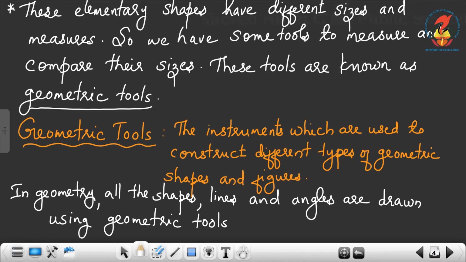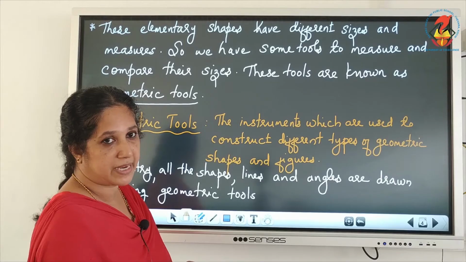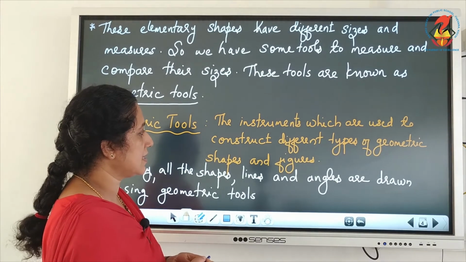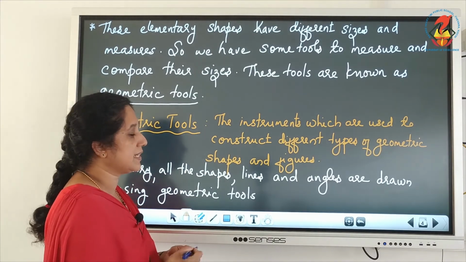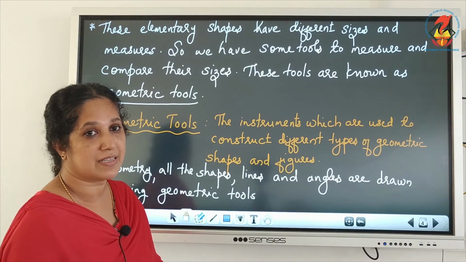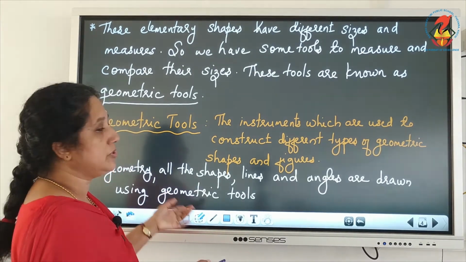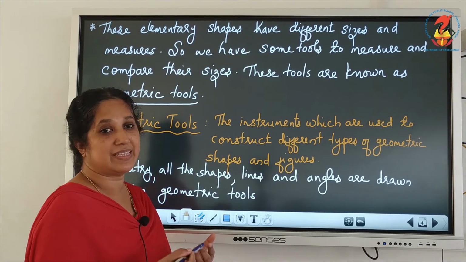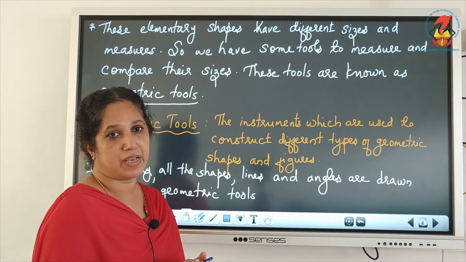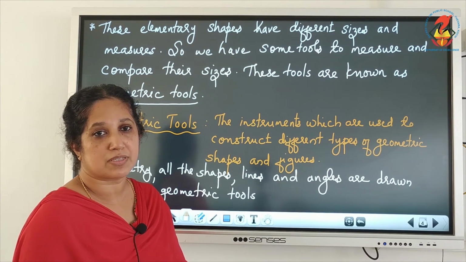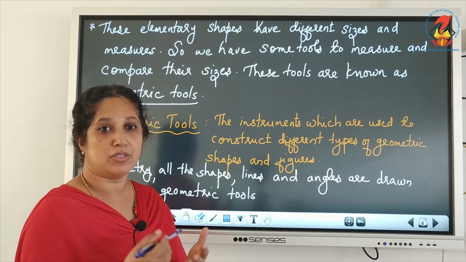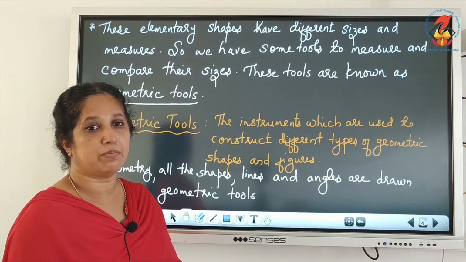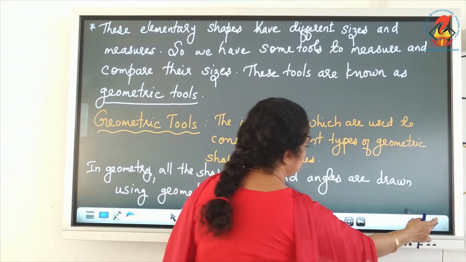So the instruments which are used to construct different types of geometric shapes and figures, we can call geometric tools. Now in geometry, all the shapes, lines and angles are drawn with the help of these geometric tools. Now where can you see these geometric tools? In your instrument box or geometry box. So we have to know about the geometric tools also.